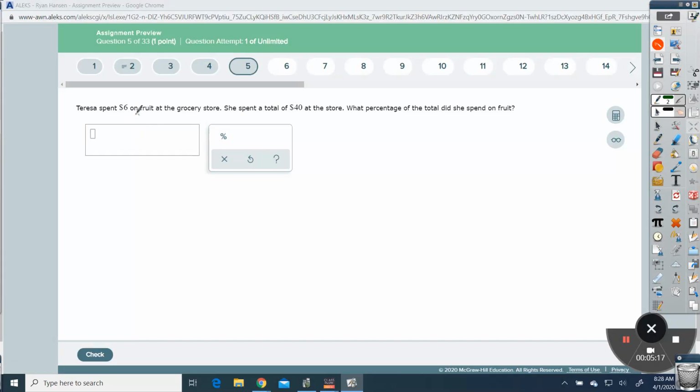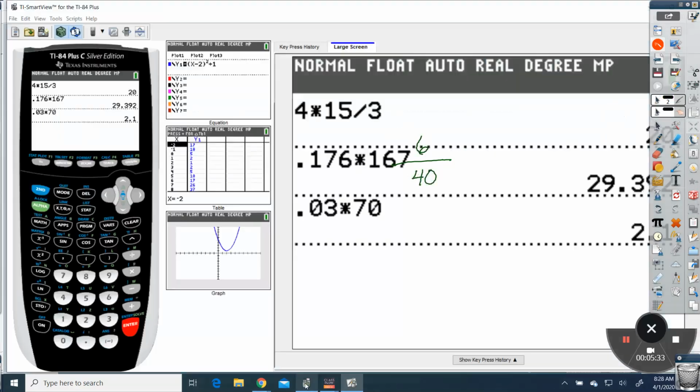So it says Teresa spent $6 on fruit at the grocery store. She spent a total of $40 at the store. What percentage of the total did she spend on fruit? So it says what percentage of the total. So 40 is the total. It goes on the bottom, and she spent $6. So now we just go to a calculator and go 6 divided by 40.